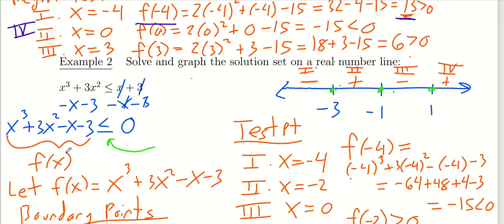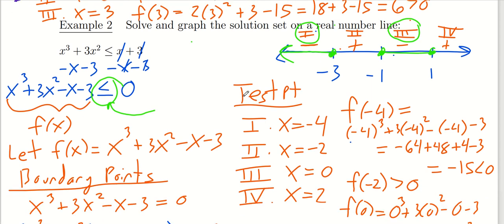Our inequality is of the form f of x is less than or equal to 0. That means that we're going to look for the intervals where the function is negative. That should be region 1, and then also again at region 3. And because it's less than or equal to, we also know that those boundary points will be included. So our solution set to this problem is the following.